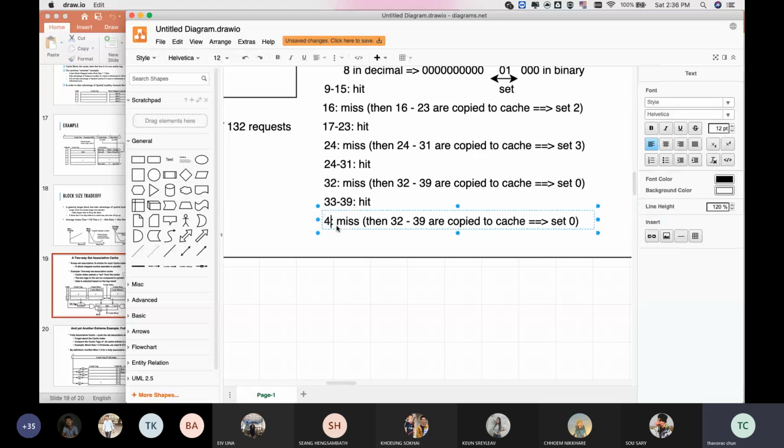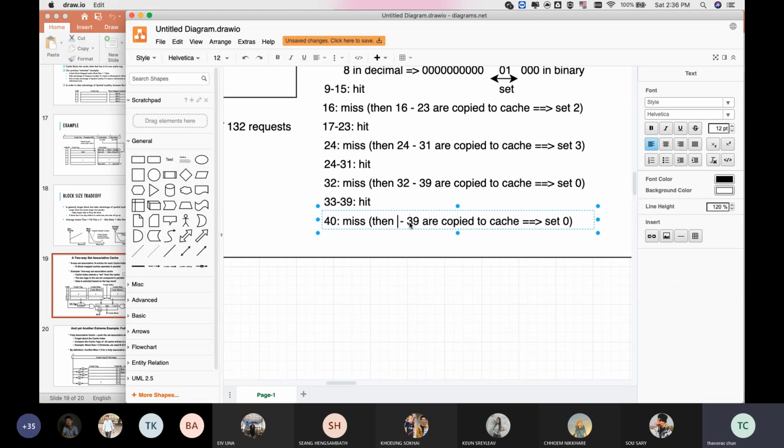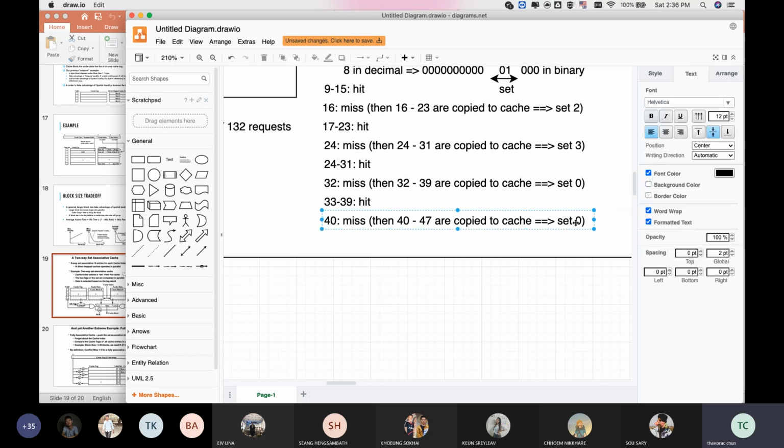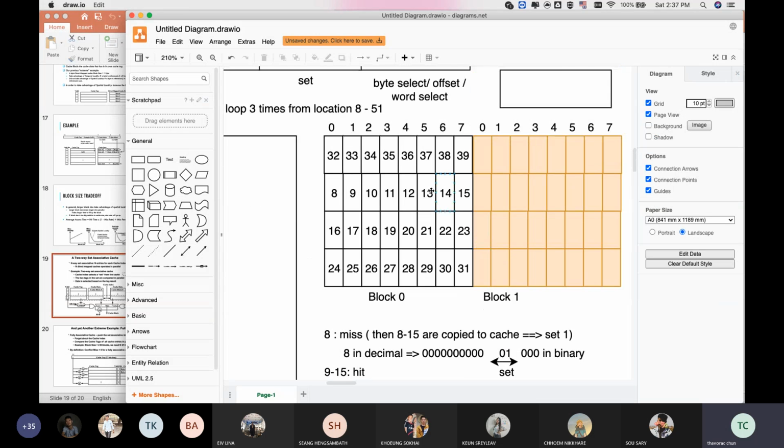40 is missed. Okay, so we copy the entire block, which is 40 to 47, to set number 1. Here, because we have 2-way set associative, meaning that in one set there are 2 blocks, as block 0 is occupied, you can use the next block here.